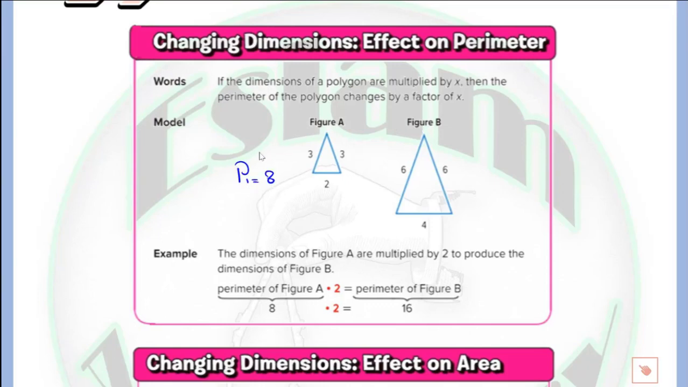Now look at figure number 2. The relation between 1 and 2 is that you multiply all of the sides by 2. 3 multiplied by 2 equals 6. 3 times 2 equals 6. 2 times 2 equals 4. Now we need to find the perimeter of the second.